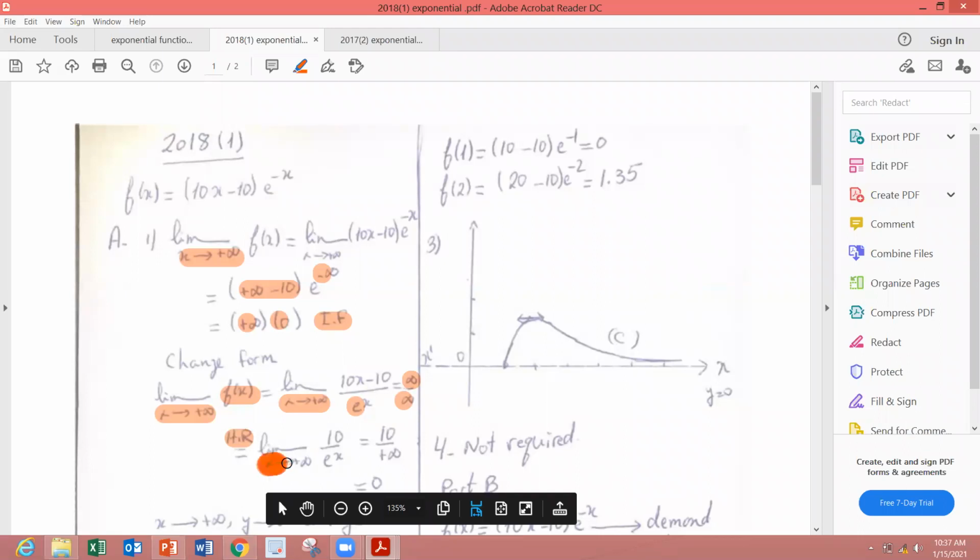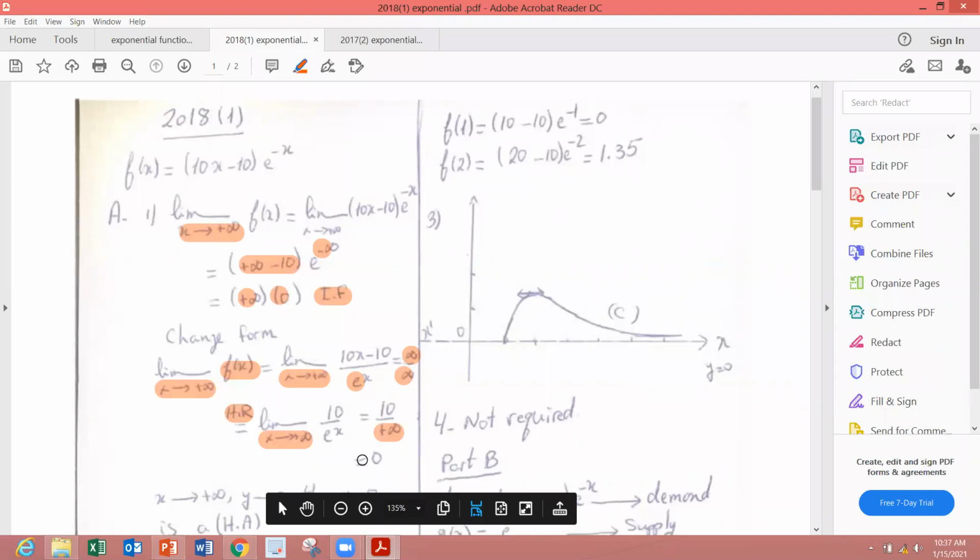Hospital's rule says limit as x tends to plus infinity: derivative of 10x is 10, derivative of minus 10 is 0, over e^x. Then we'll get 10 over e to the infinity, which is infinity. Number over infinity is 0.